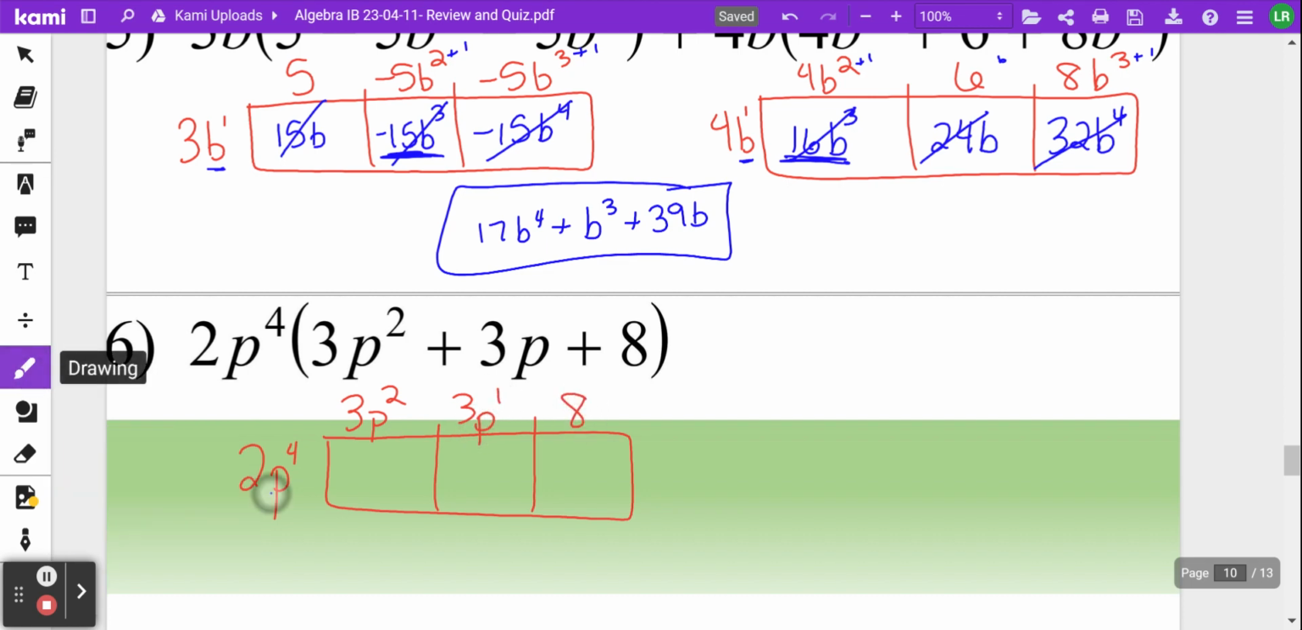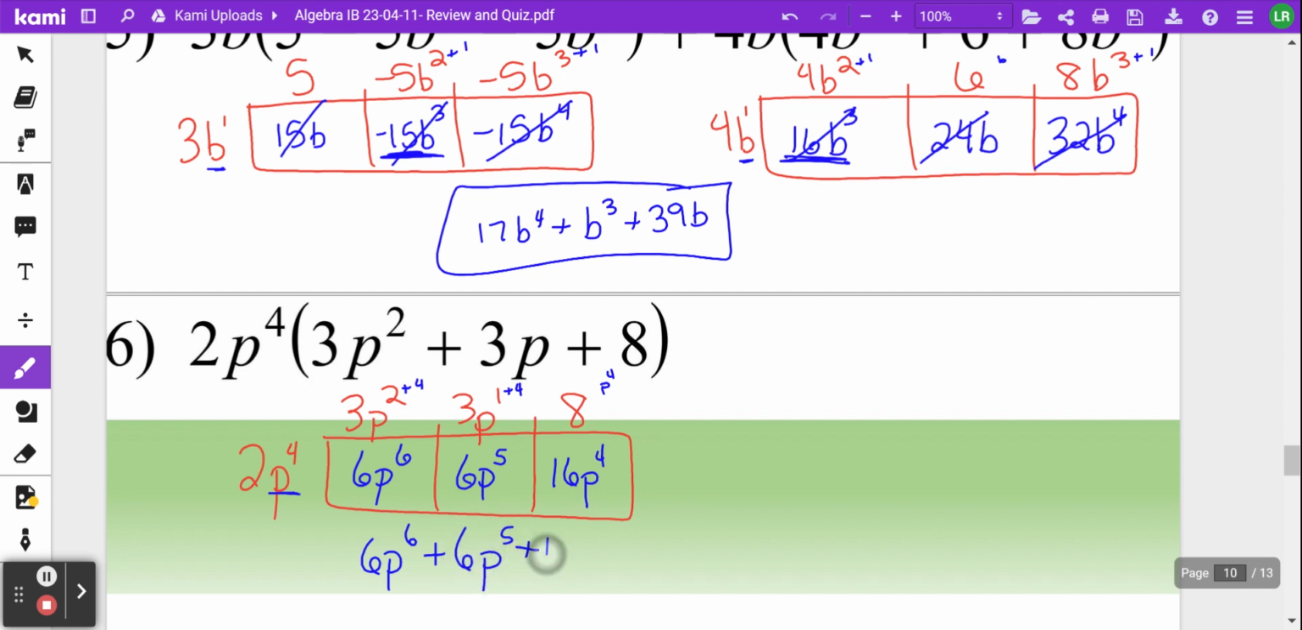Now, on this one, I'm multiplying by a p to the 4th, so all my exponents should go up by 4. Okay? So 2 times 3 is 6. That is going to be p to the 6th power now. 2 times 3 is 6. That is going to be p to the 5th power now. And 2 times 8 is 16. That is going to be p to the 4th power now. They're not like terms. Please do not forget your plus signs to separate your 3 terms. And there's our answer.